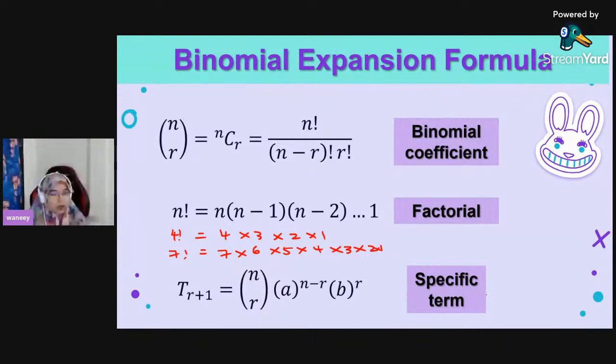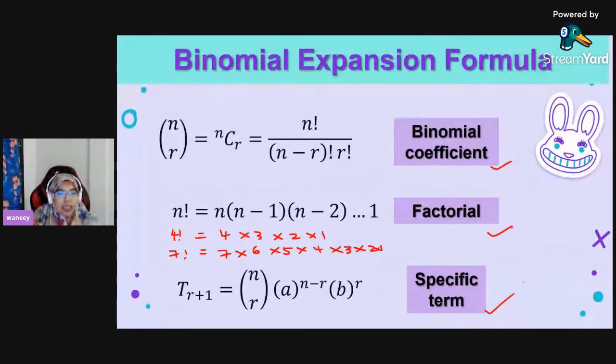Okay, and then if you want to calculate a specific term, you are going to use the formula for T(r plus 1) equal to nCr, a to the power of n minus r, b to the power of r. So that is basically what we have in the binomial expansion formula: the binomial coefficient, factorial, and then the specific term.